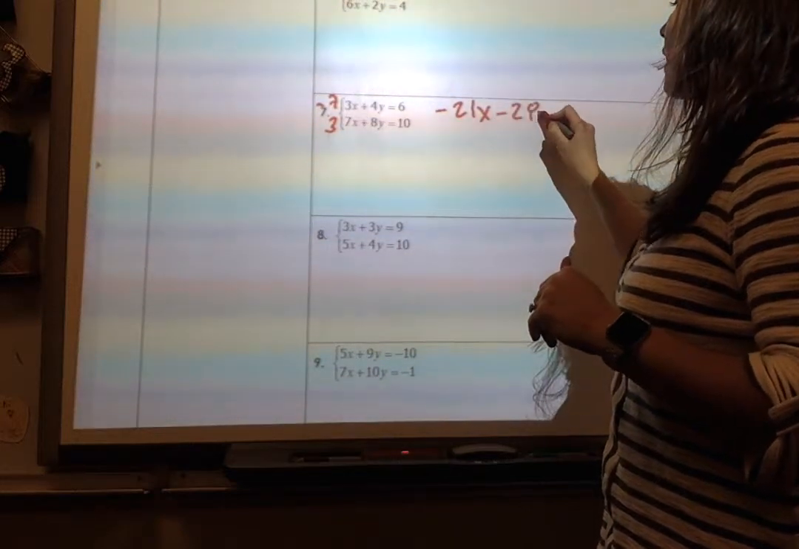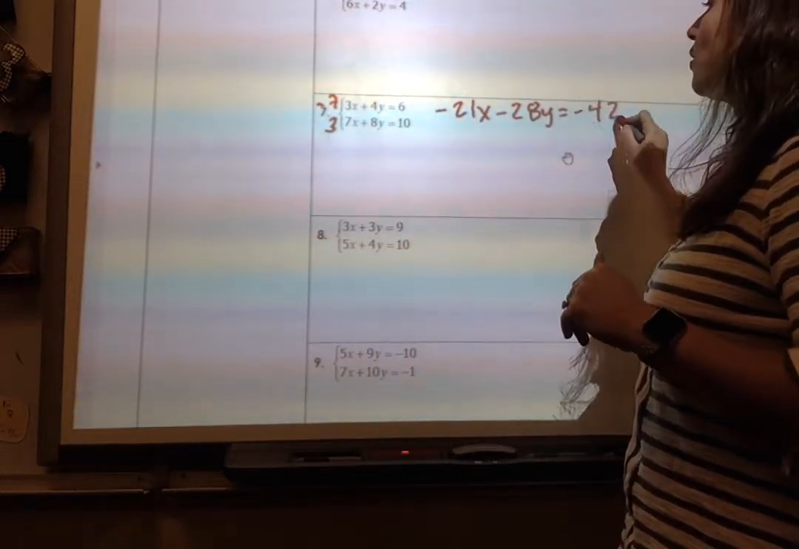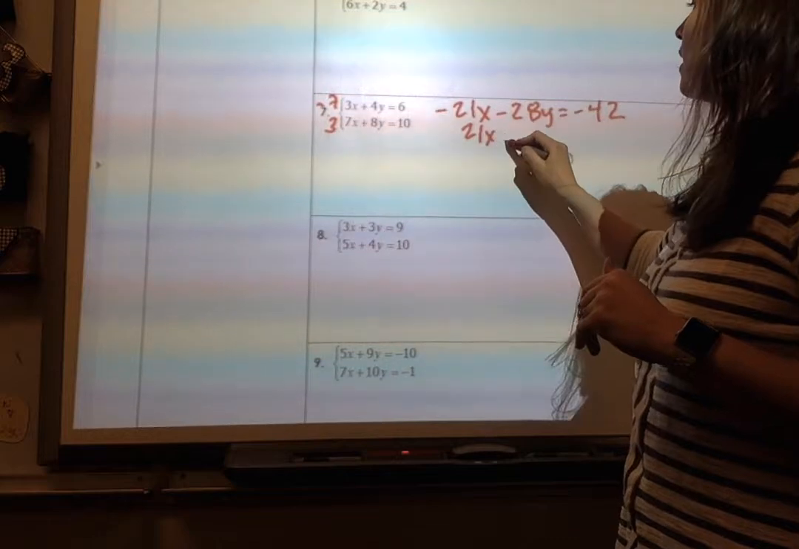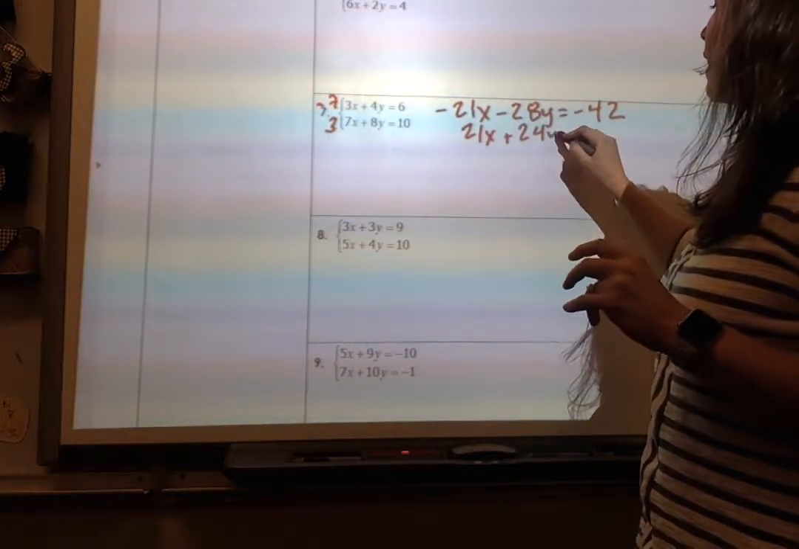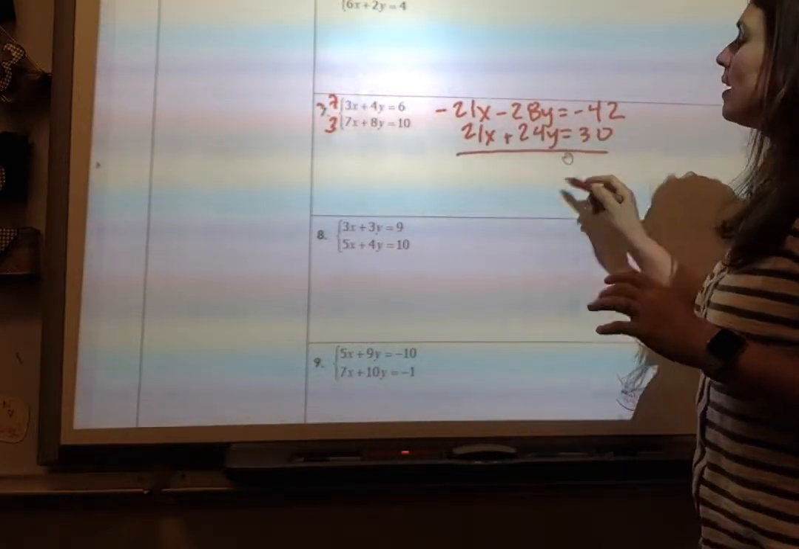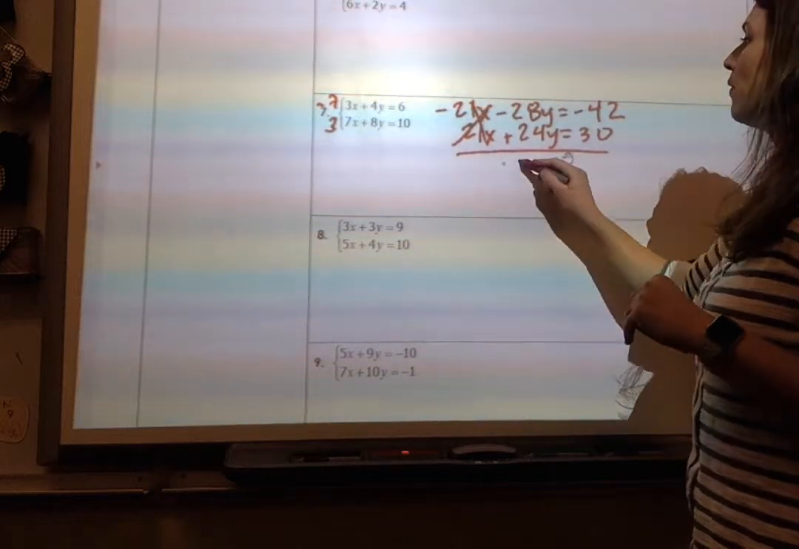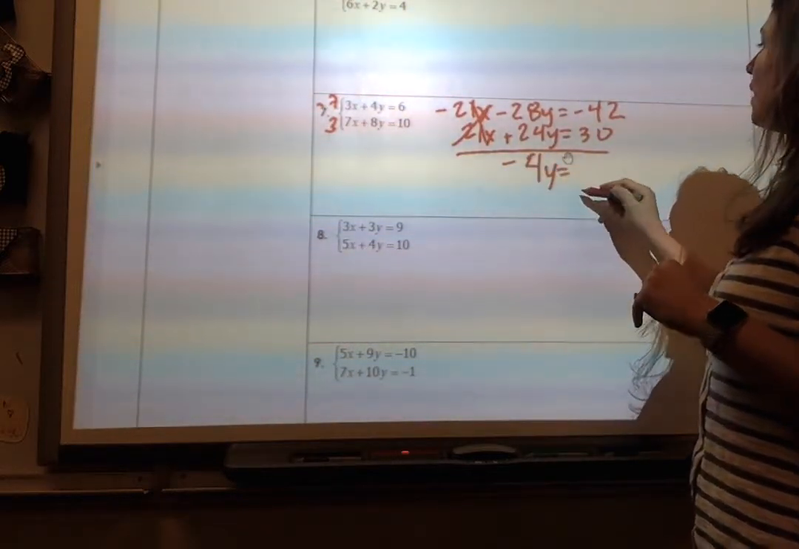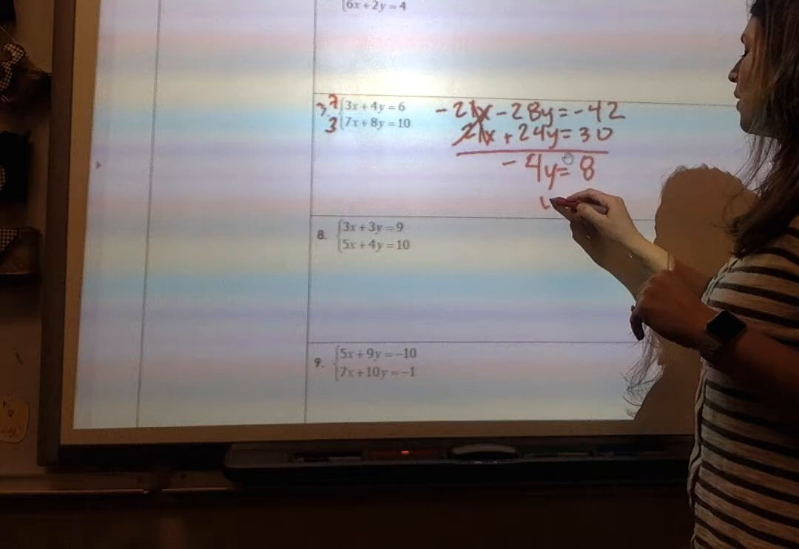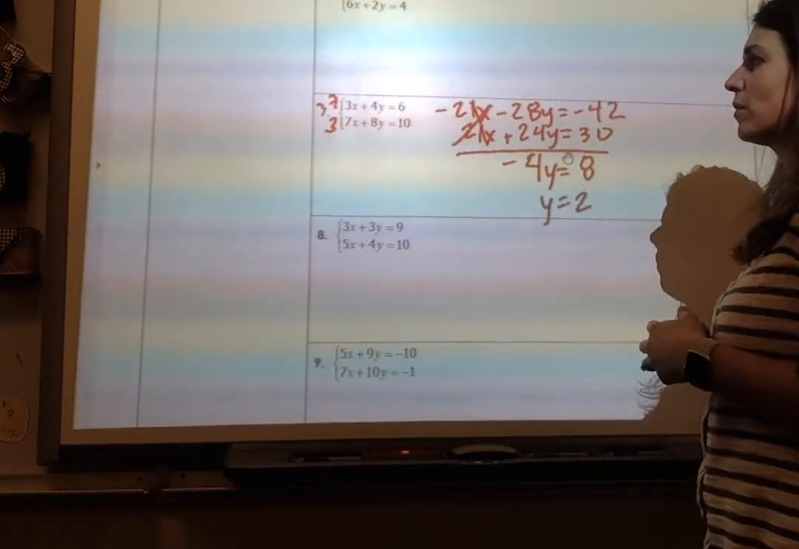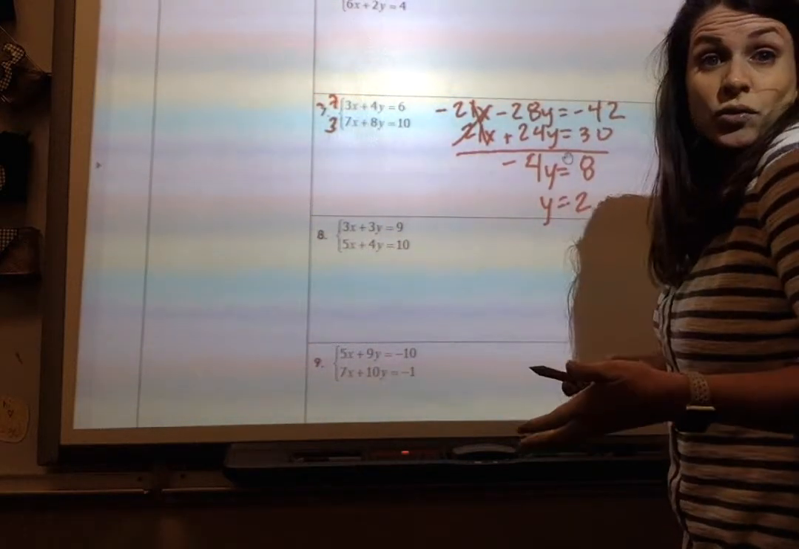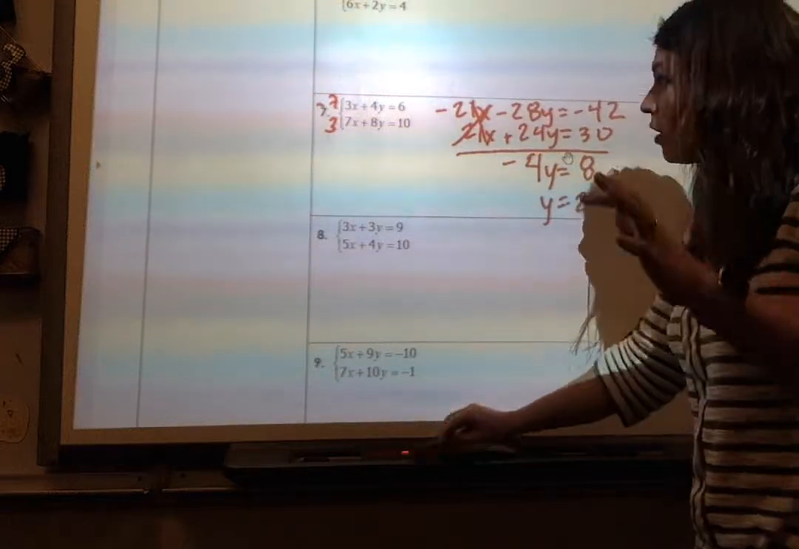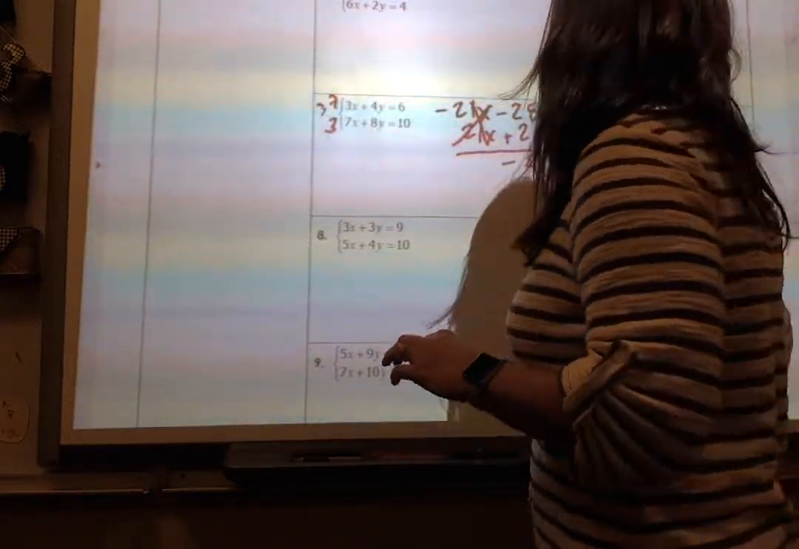-21x minus 28y equals -42. The bottom one is 21x plus 24y equals 30. Now my x's have canceled out, and I'm left with -4y equals 8, and then y equals -2. Okay? But I didn't choose to do it that way, my original way. So know that there are two ways to do it.